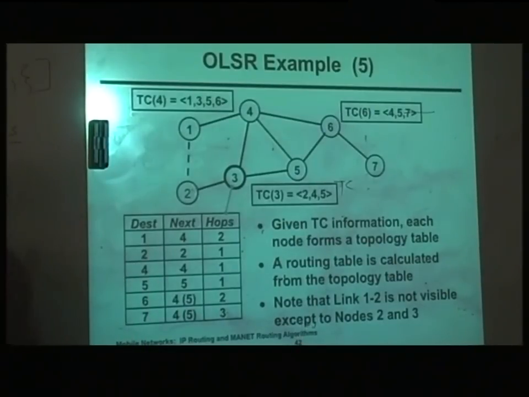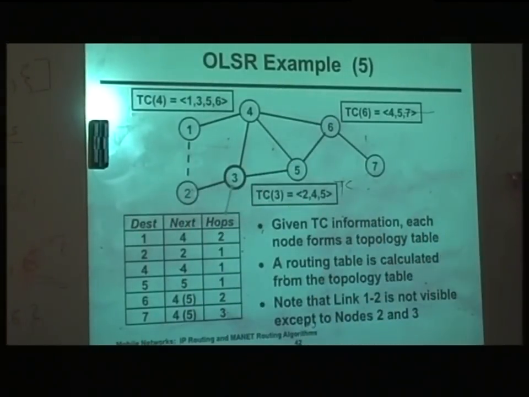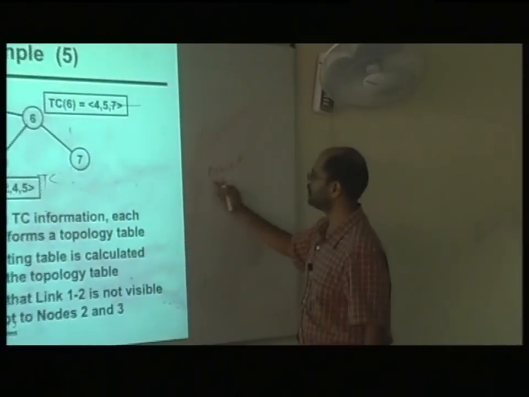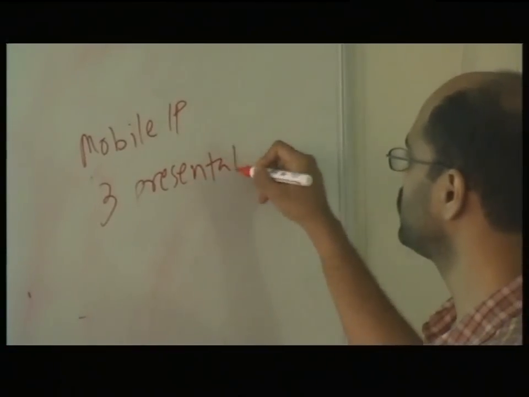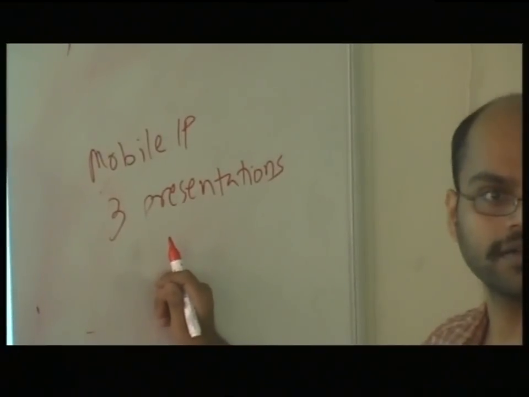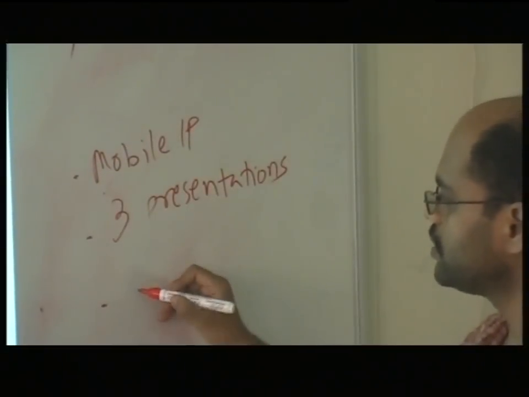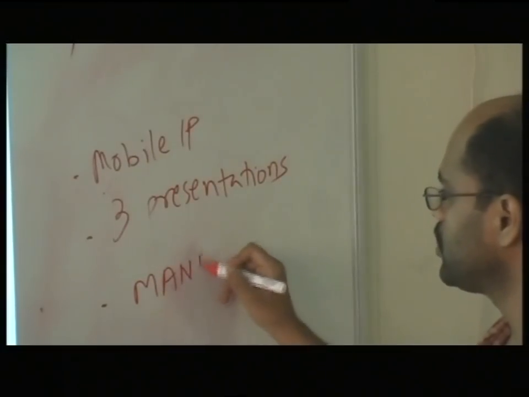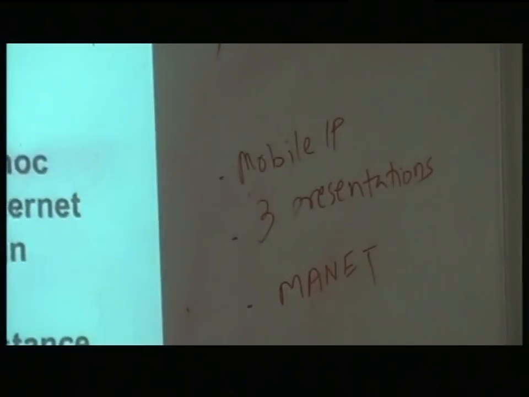So the syllabus for the final exam will have the mobile IP part, and the 3 presentations that I have selected. So how much percentage will it be in the paper? Let me think. This is 1, this is 2, then this is 9. By the way, there is one more part which is remaining after this. It's called AODV. So I will talk about AODV also.